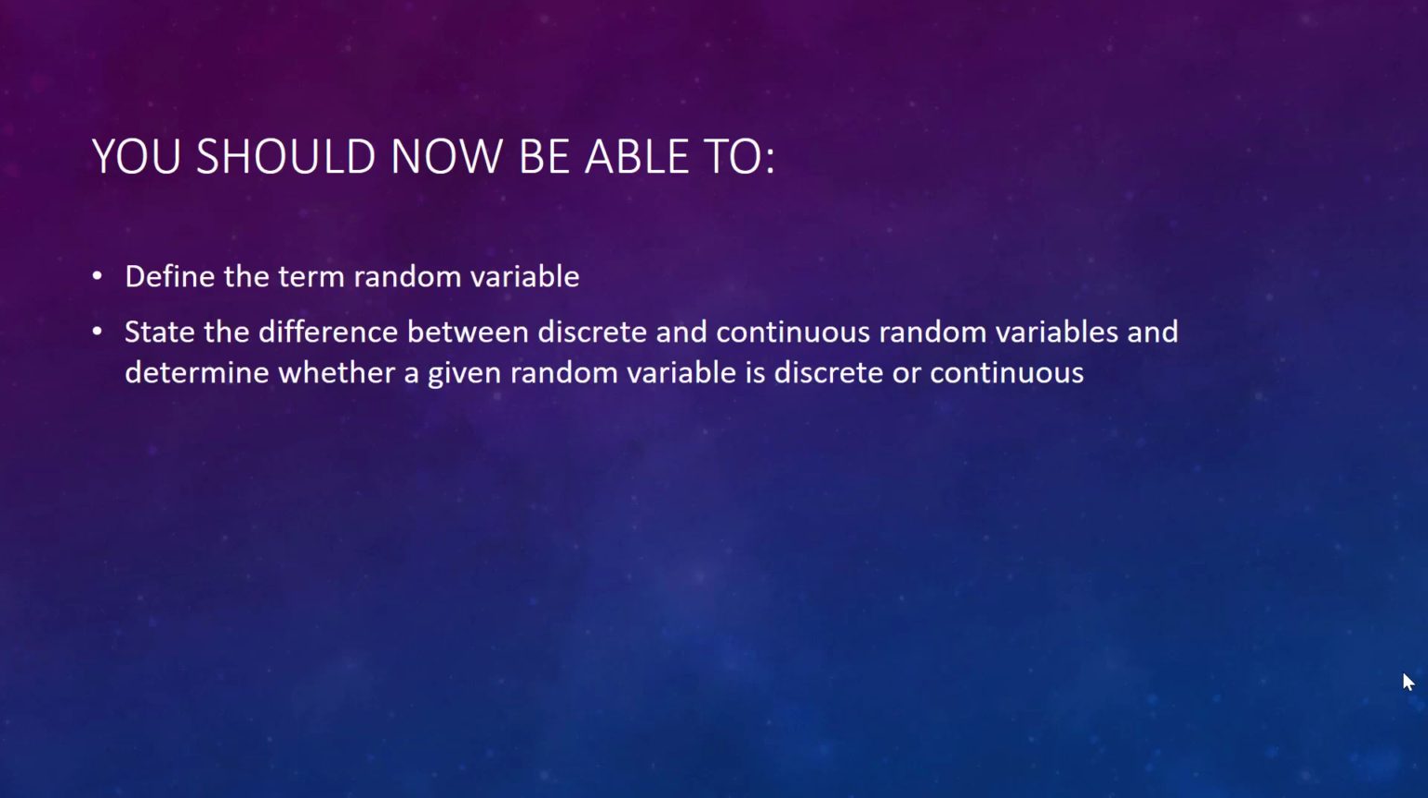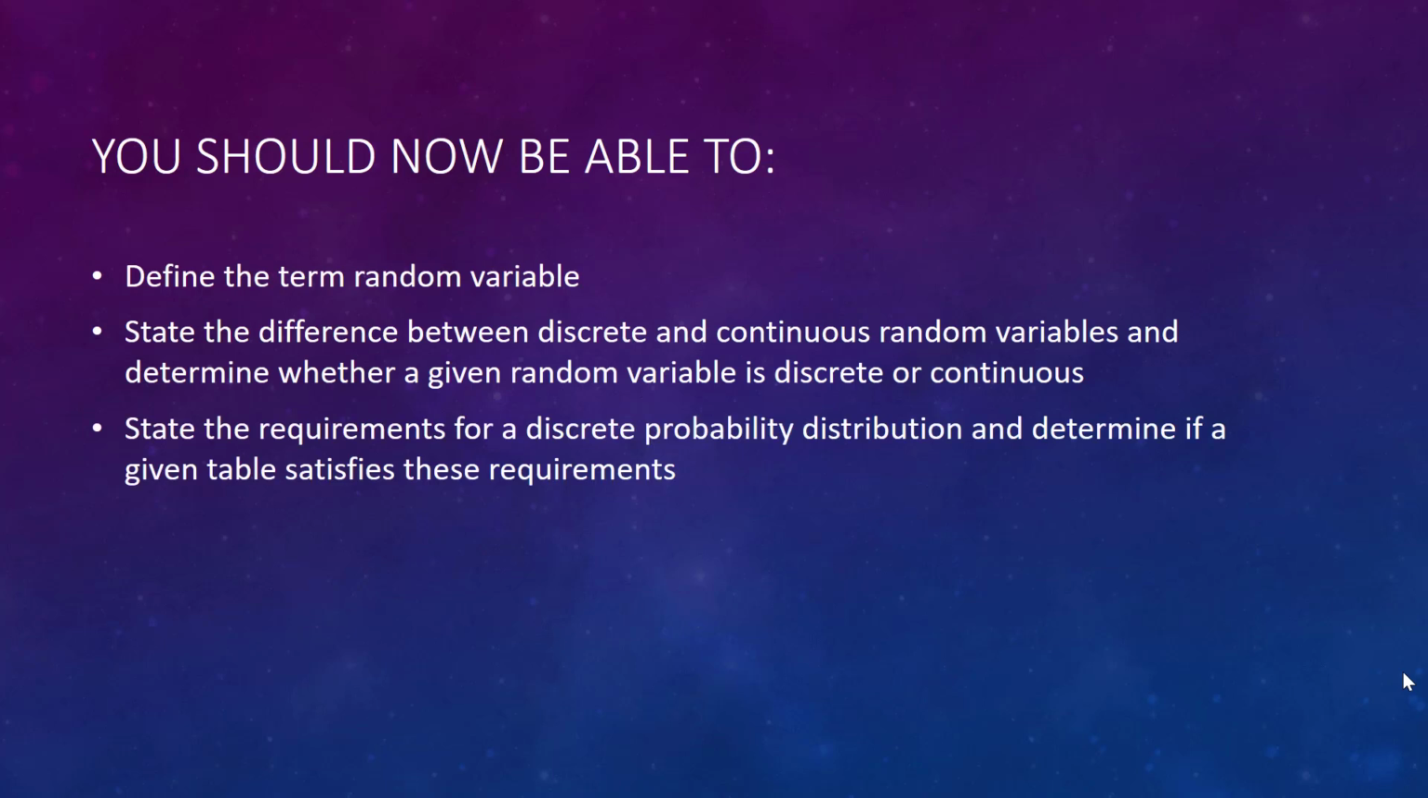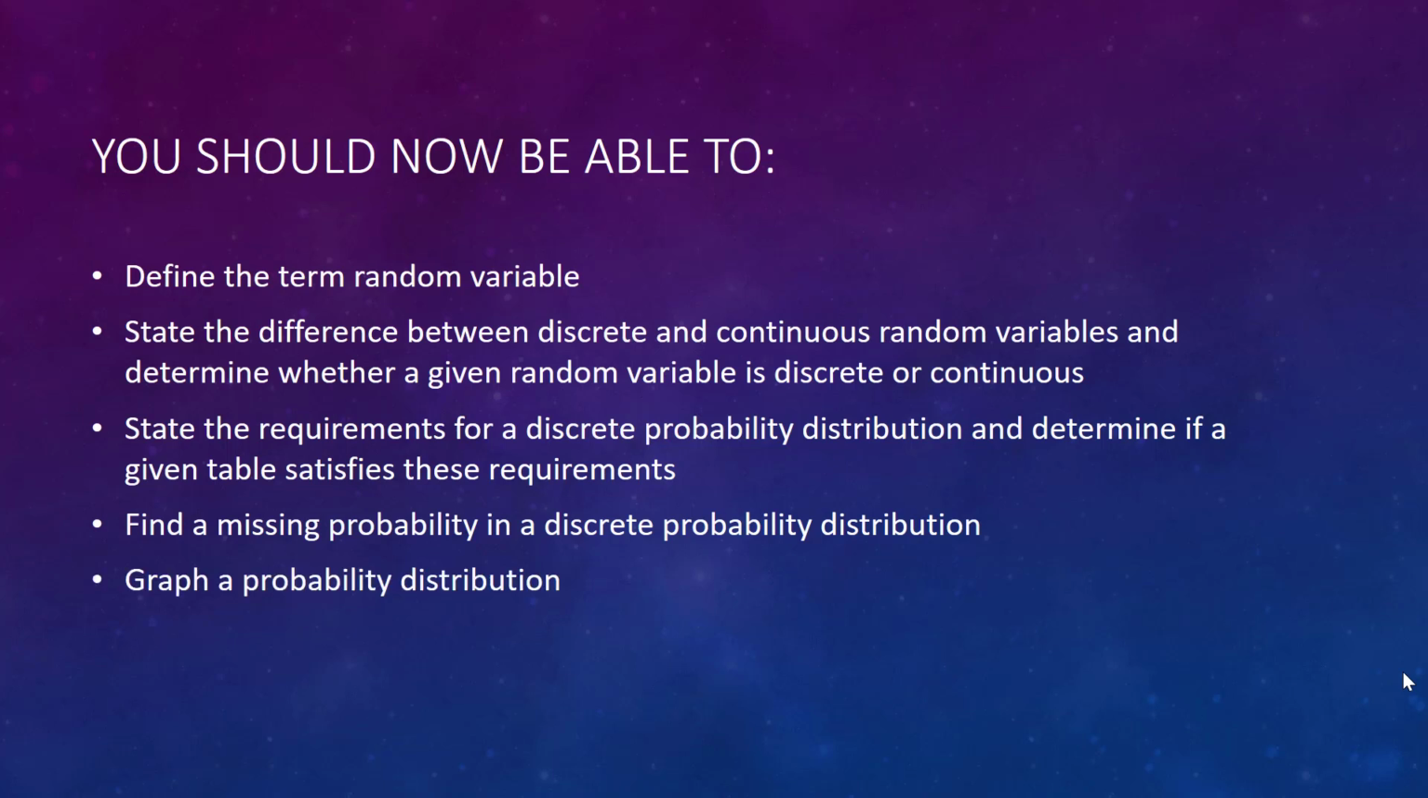Having watched this video, you should now be able to define the term random variable, state the difference between discrete and continuous random variables, and determine whether a given random variable is discrete or continuous, state the requirements for a discrete probability distribution, and determine if a given table satisfies these requirements, find a missing probability in a discrete probability distribution, graph a probability distribution, and lastly, describe the shape of a probability distribution.